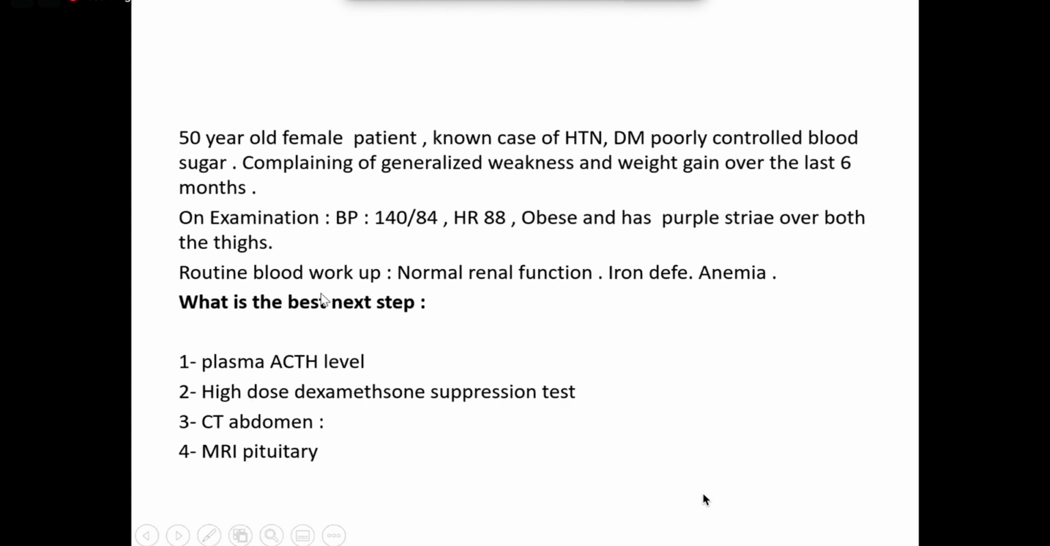So the same patient, now we are suspecting Cushing. The low dose dexamethasone test is positive. So what is the next step?